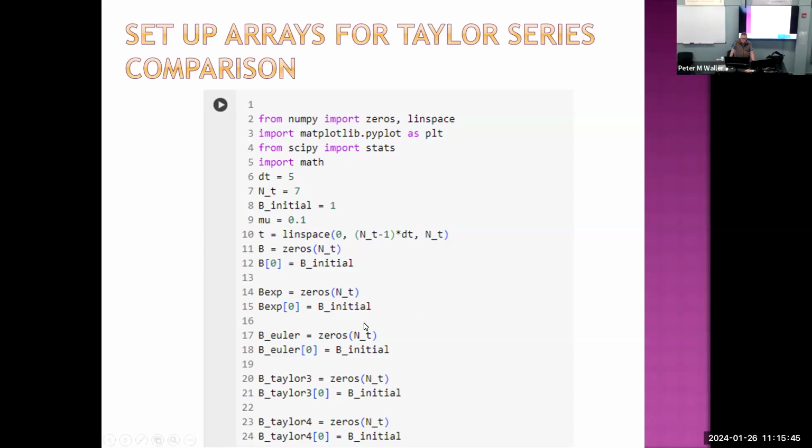And then we're going to set up B, and I'm not sure I need B actually. But B exponent, that's the exponential solution. Then B Euler, then B Taylor 3, which is 3 terms in the Taylor series, and B Taylor 4, which is 4 terms in the Taylor series.